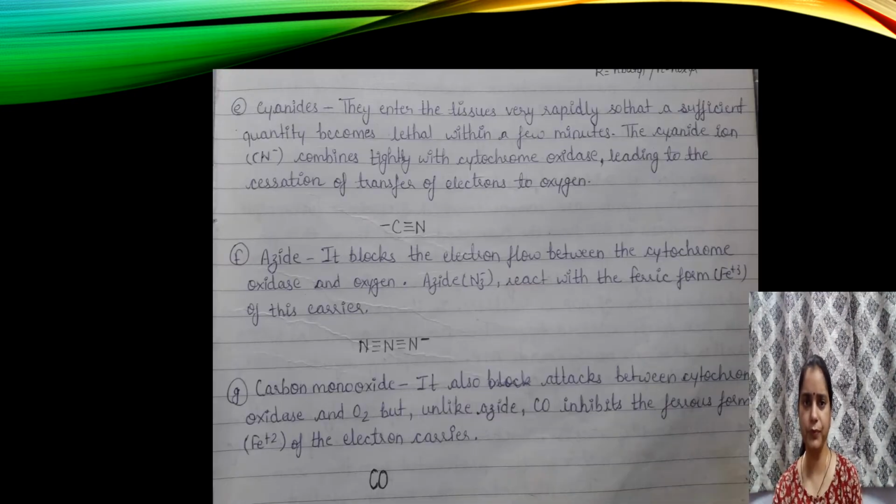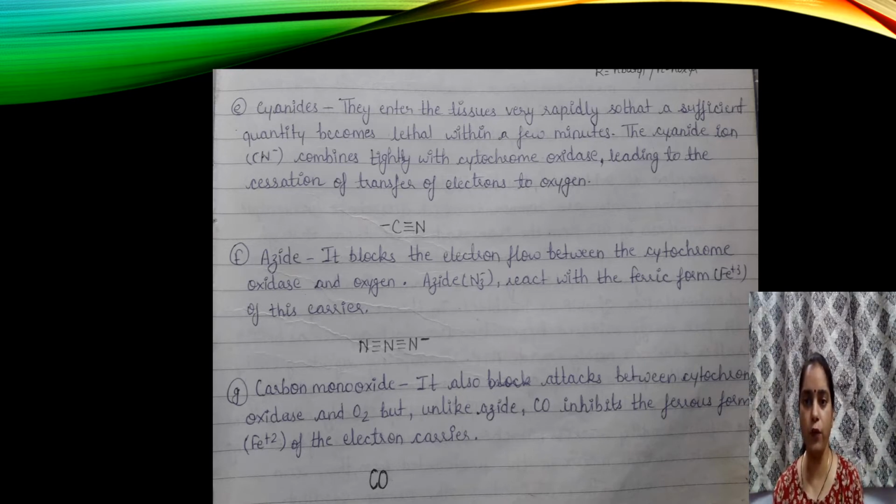Next one, cyanides. All of you know that cyanides enter the tissues very rapidly so that a sufficient quantity becomes lethal within a few minutes. Maybe you heard about it. Within a few minutes, a person dies. Okay, so the cyanide ion actually combines tightly with cytochrome oxidase enzyme, leading to the cessation of transfer of electrons to terminal oxygen.